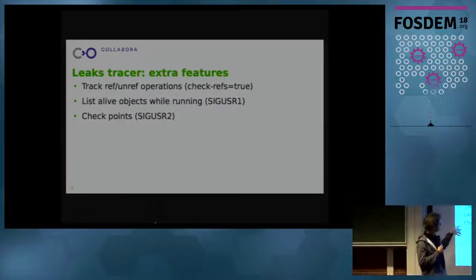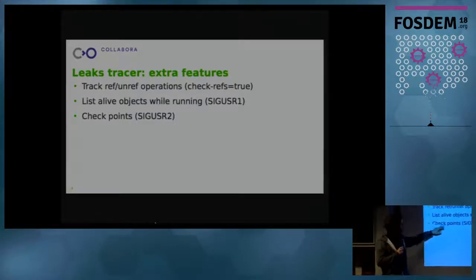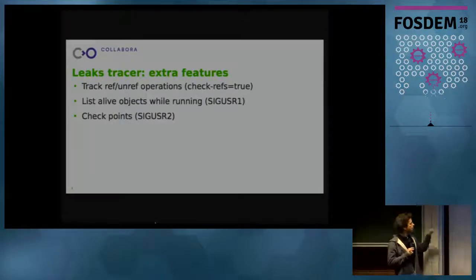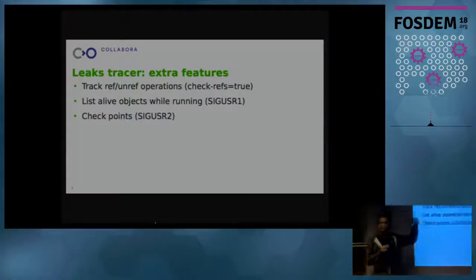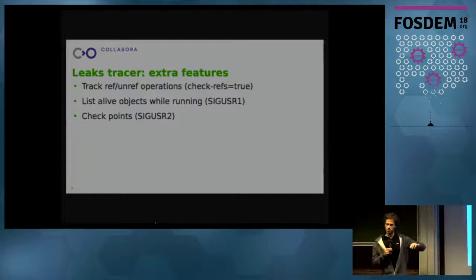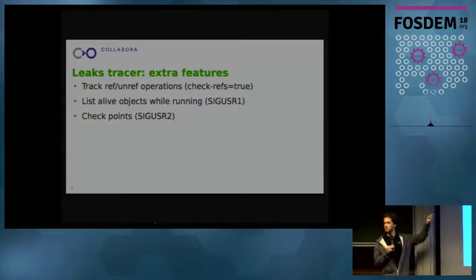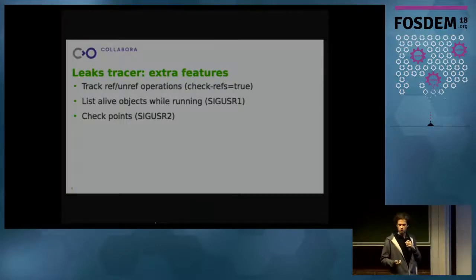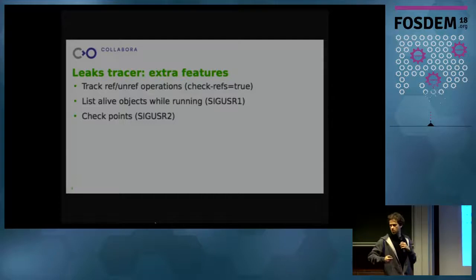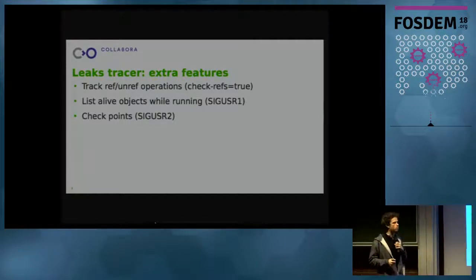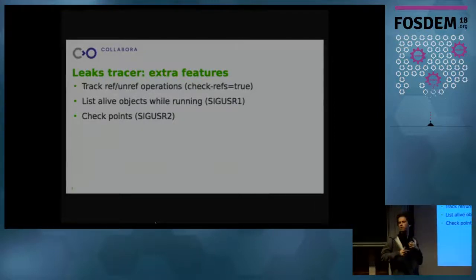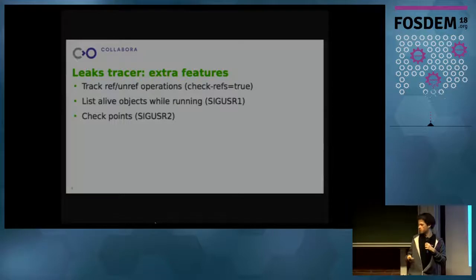And we also have a checkpoint system. The idea here is you send the signal once to the process. You do something with the application, like, I don't know, start a video and stop it or something like that. And then you send it again, and it will list all the objects which have been created since the last time you received the signal, and all the objects which have been deleted. So this may be useful to debug applications that you don't want to start and stop all the time, which would be too complicated to do. So that's the kind of features we have which you wouldn't find with tools like Valgrind, for example.